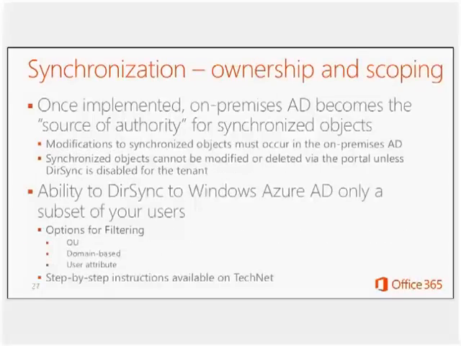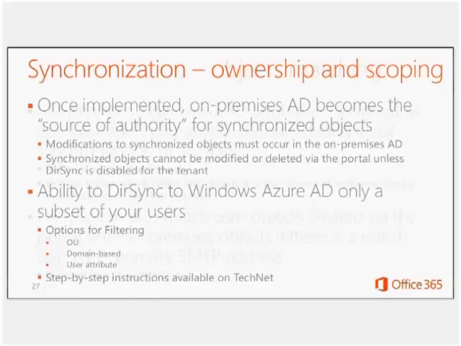Ownership and scoping. Once implemented, the on-premises AD becomes the source of authority for synchronized objects. So modifications must occur in your on-premises AD. And really, the synchronized objects cannot be modified or deleted when you are in the administration portal. It has to come from your Active Directory. And we did want to highlight what we talked about in the last session: the ability to DirSync only a subset of users, by OU, domain, or user attribute. And we have step-by-step guidance on TechNet for that.